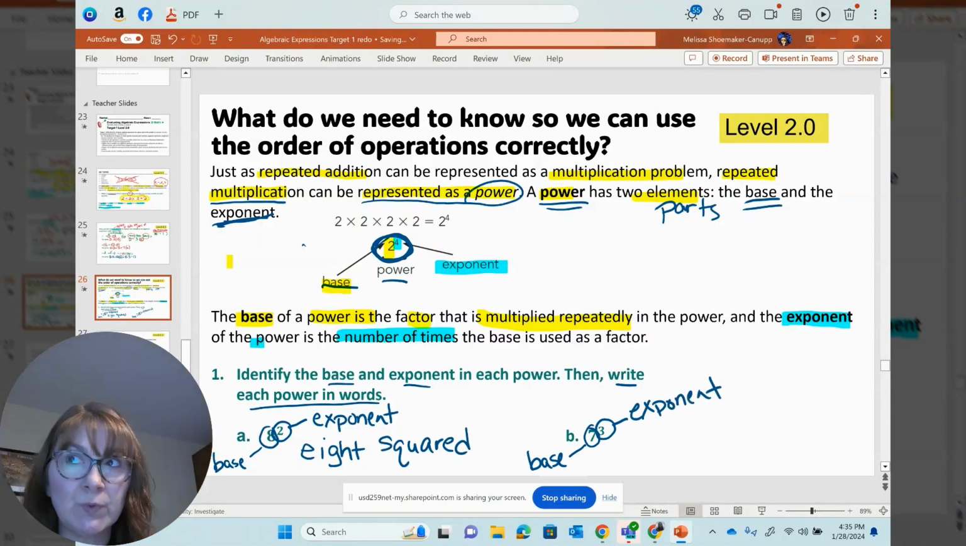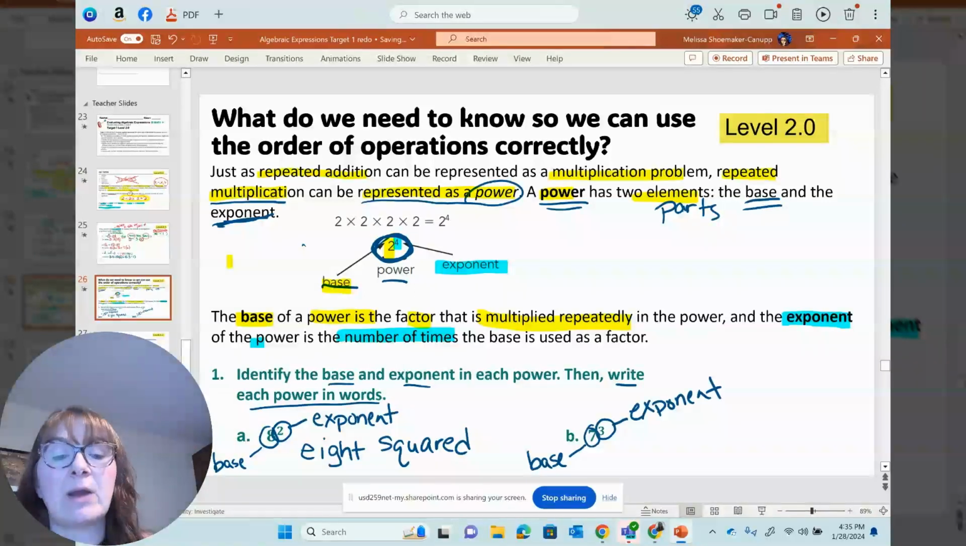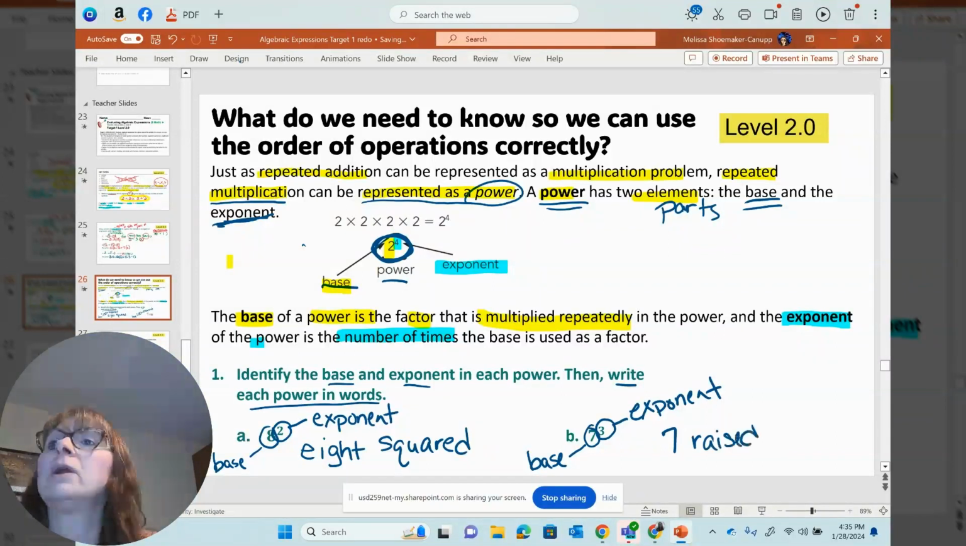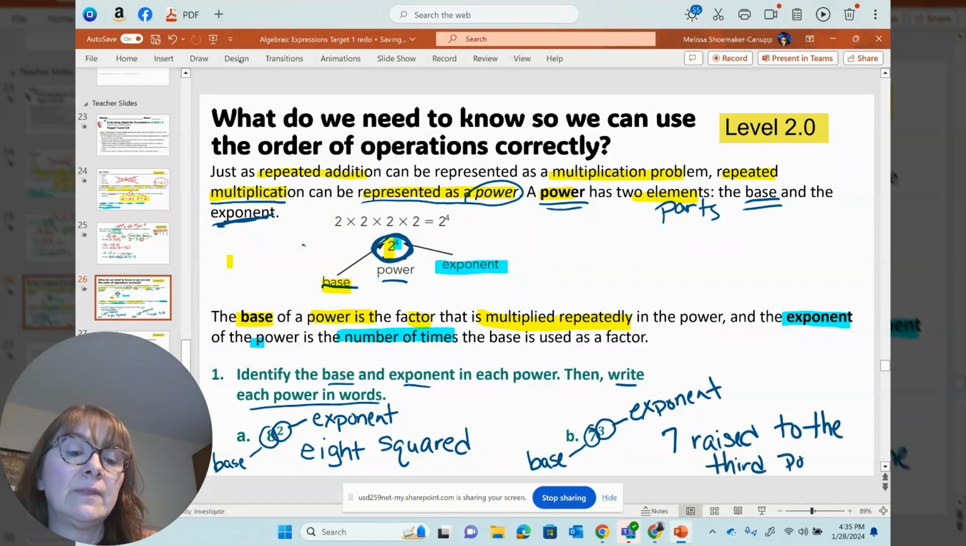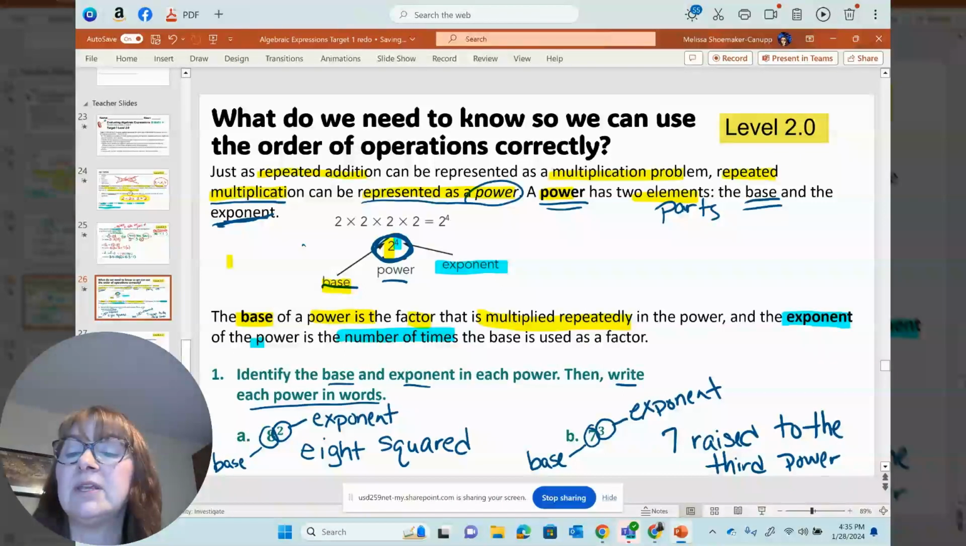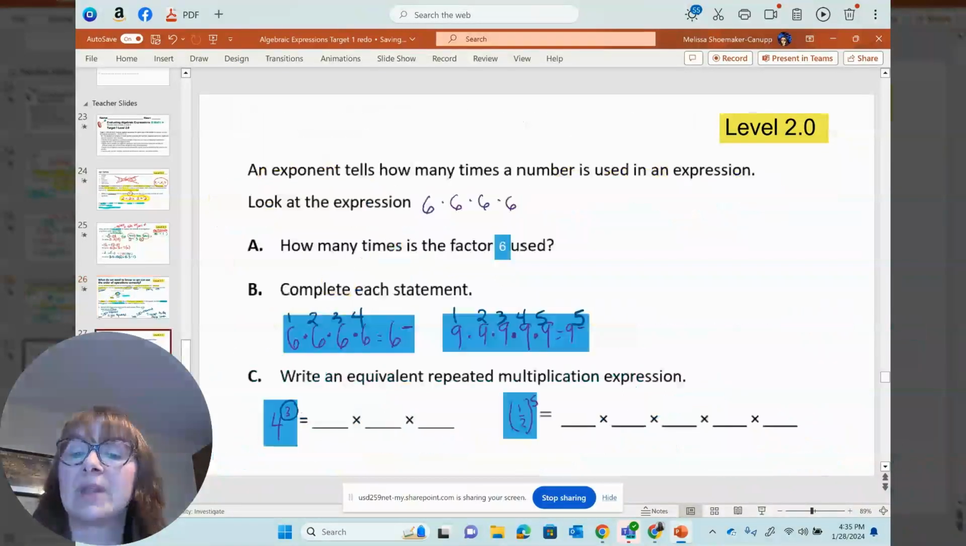Now I'm going to use that little bitty typing as an example where it says 2 raised to the 4th power. I'm going to use that as my example. 7 raised to the 3rd power. That's how you would say that. Okay, pause and take a little extra time if you need to. I'm going to keep going.